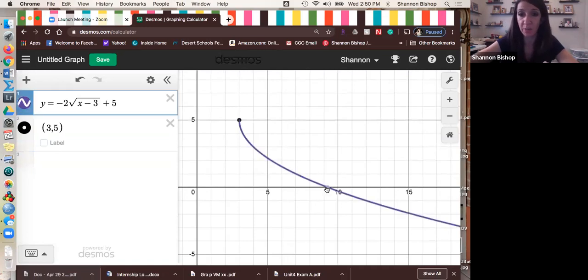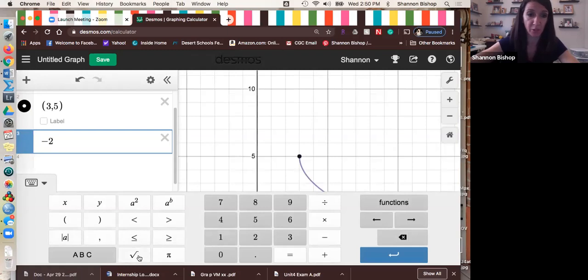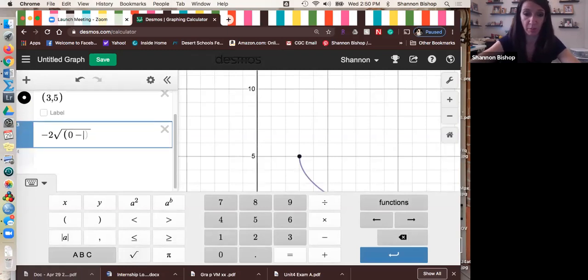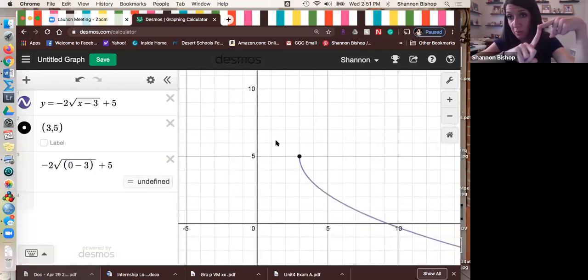The horizontal intercept, right there, that ordered pair is the horizontal intercept. And then what about the vertical intercept? Where's the vertical intercept? Doesn't seem to have one. Let's see what happens if I plug in -2 times the square root of 0 minus 3. Remember, vertical intercept by definition, you just plug in 0. Oh, look at that, it's undefined. Yep, it doesn't have one because 0 minus 3 is a negative answer, and you can't square root a negative. So there is no vertical intercept.